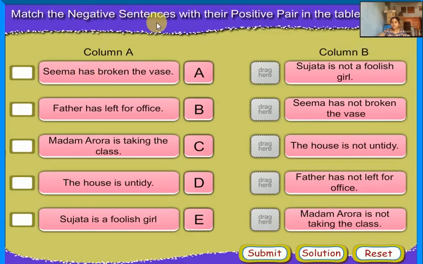Match the negative sentence with their positive pair in the table. Seema has broken the vase. Seema has not broken the vase. Father has left for office. Father has not left for office. Madam Arora is taking the class. Madam Arora is not taking the class. The house is united. The house is not united. Sujata is a foolish girl. Sujata is not a foolish girl.